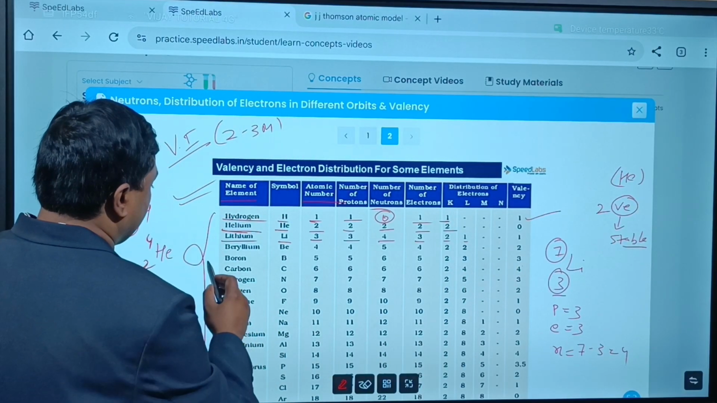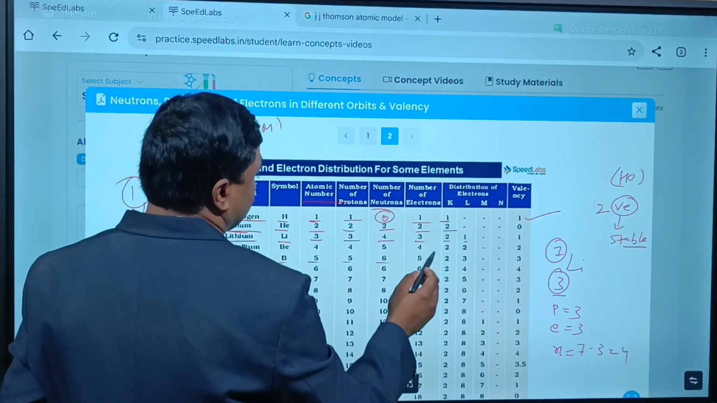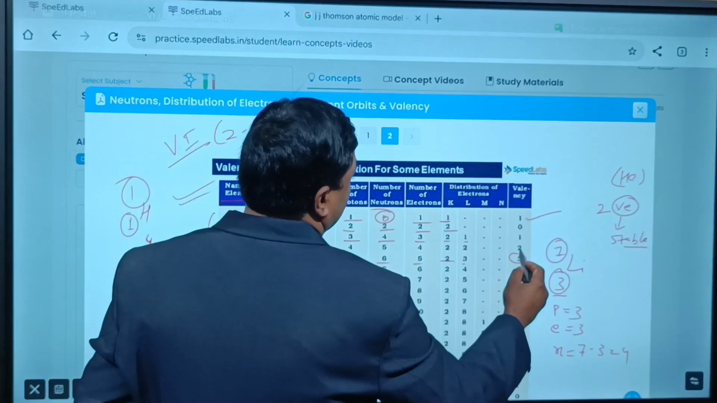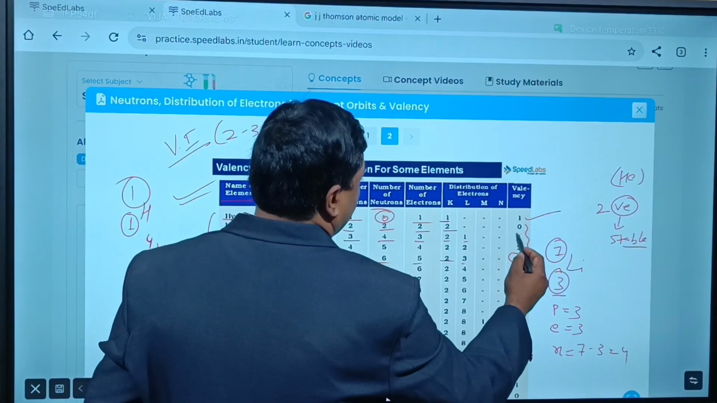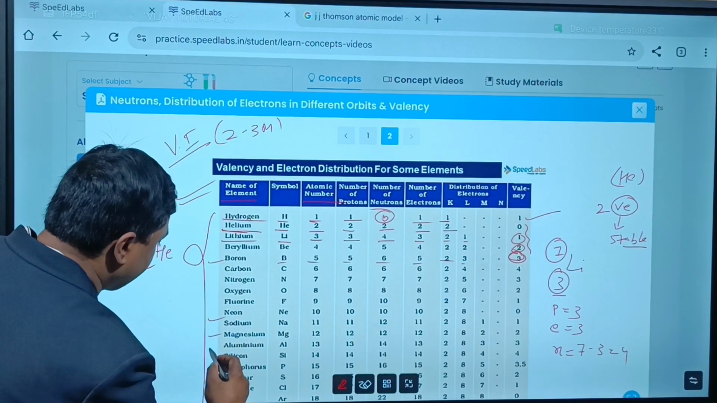And similarly boron we can see, atomic number 5, number of neutrons 6, electrons 5, configuration 2 comma 3. So these we can see, elements 1 to 3, they are actually metals. Yes or no? Just now we discussed sodium, magnesium, aluminum.